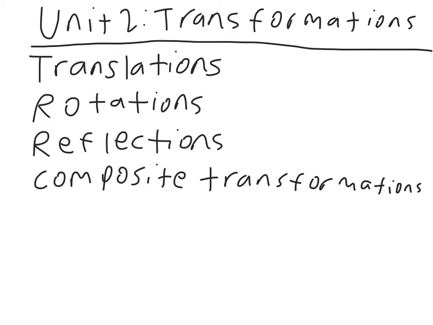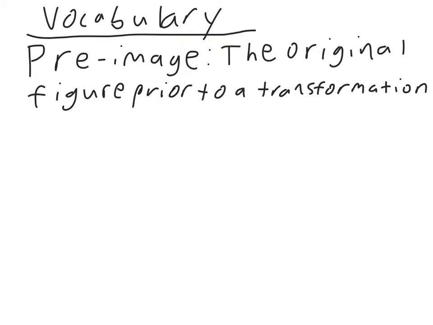Today, though, we're just going to talk about translations, and we're going to be moving objects, as I mentioned before in the learning target. To start off, we're going to look at some vocabulary about translations and transformations in general. The first word is preimage. This is the original figure prior to a transformation. So it's whatever you start off with before you do any transformations at all.